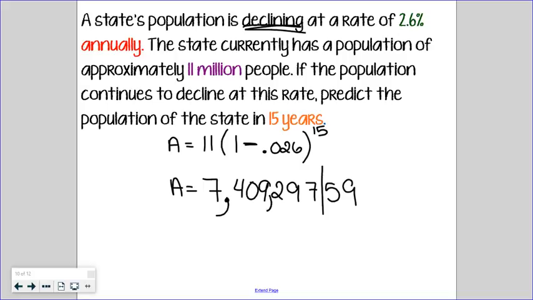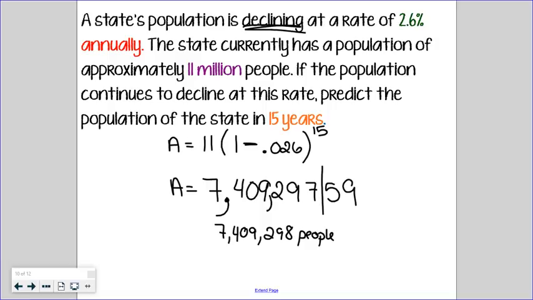And if I were to round that, that would actually be 98 people. We round. Don't ever overthink the rounding. Just round how you guys know how to round. Use the next number to help us. So that's a 5, so I'm going to round this up to 7,409,298 people.